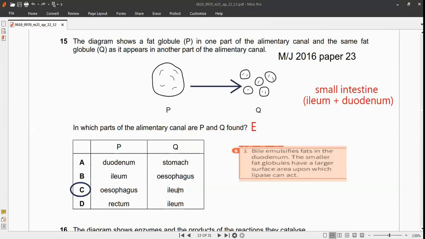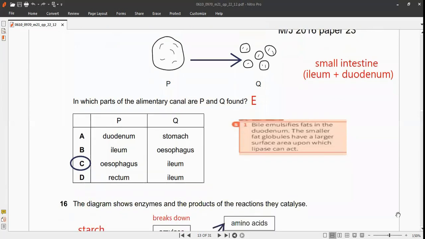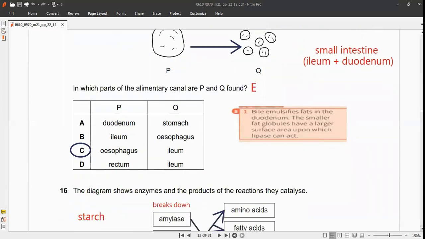Okay, let's see. C. B in esophagus, yes. From esophagus till ileum. Yeah, because in the esophagus, no digestion for fat. Okay. So the correct answer is C, not D.